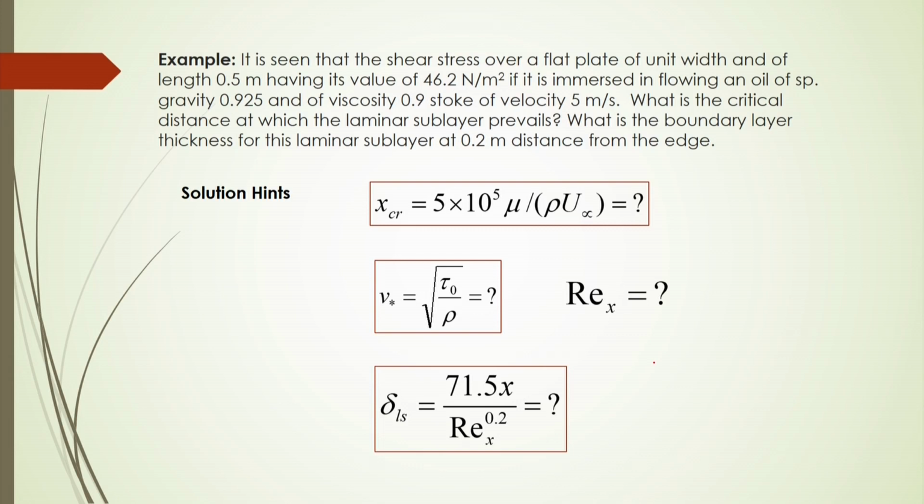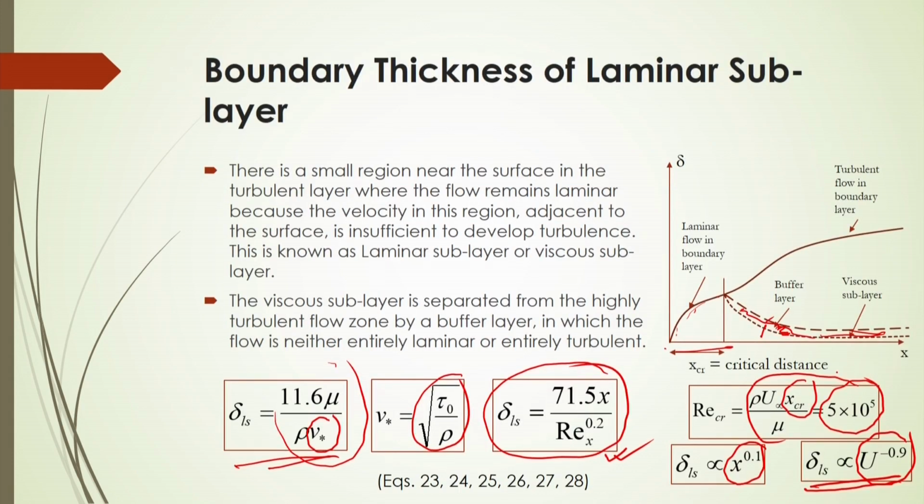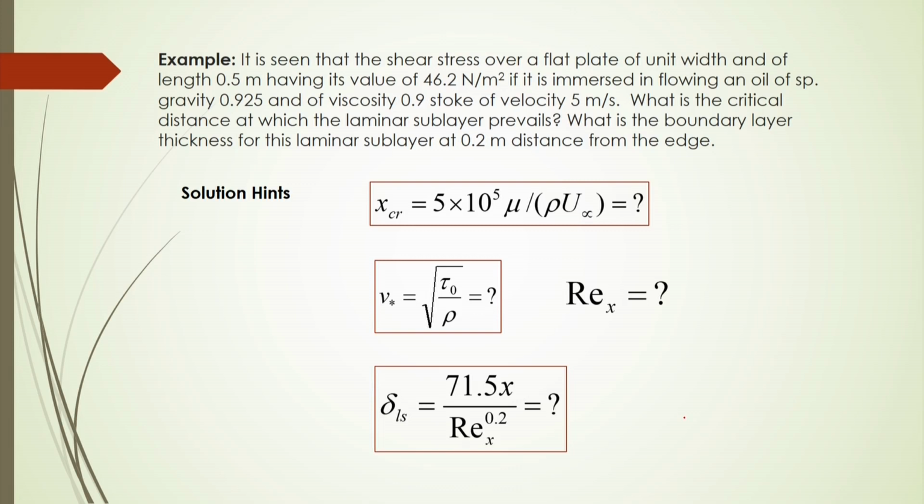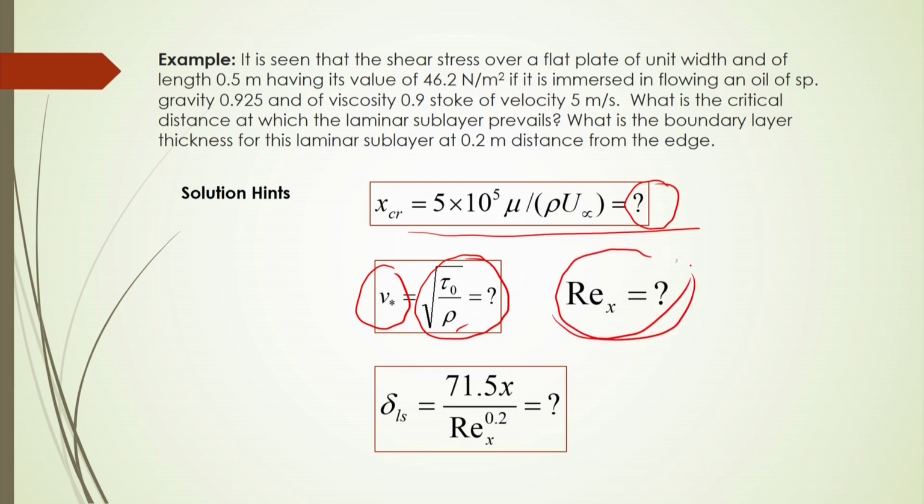Now, in this case we have already shown what the critical distance is. This critical distance can be calculated from this Reynolds number. In this case it will be equal to 5 into 10 to the power 5 mu by rho u infinity. What that value is, you can calculate easily. And here V star, that means friction velocity, will be equal to root over tau 0 by rho. Tau 0 is given to you, rho is also given to you, so you can calculate the Reynolds number at a particular x. Once you know the Reynolds number at length x, you can easily calculate the laminar sublayer thickness from this equation.